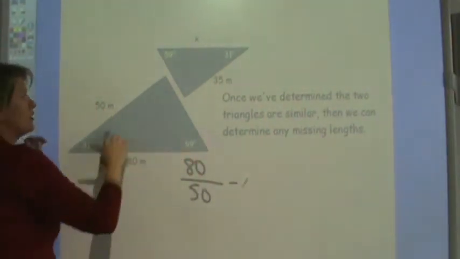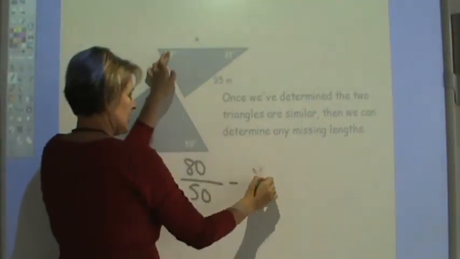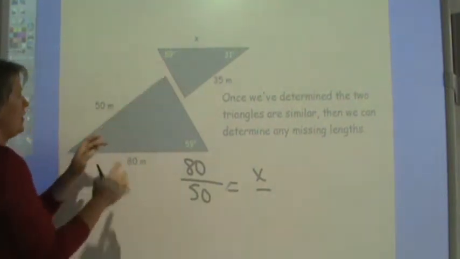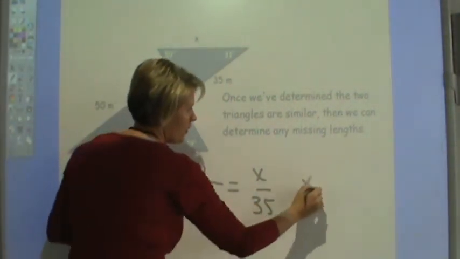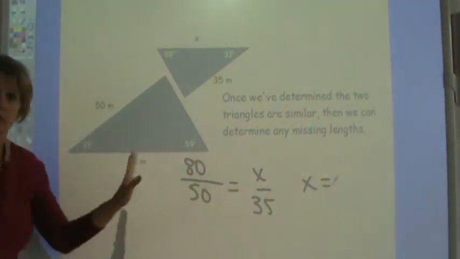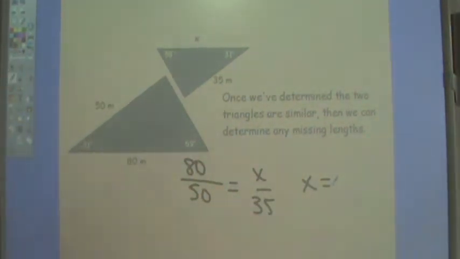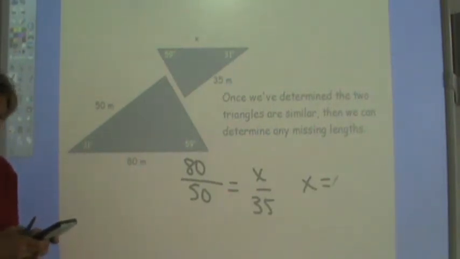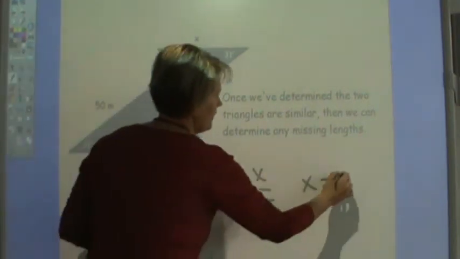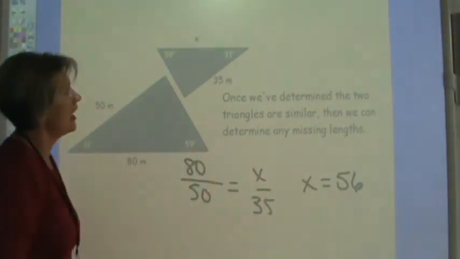Okay, so 80 corresponds with x, so I'm going to put that here. And then 50 would correspond with 35. Again, this is just one way to write it. You write the one that makes the most sense to you. So in my calculator, I'll go 35 times 80, divide by 50, and we get 56. And that's pretty much it.